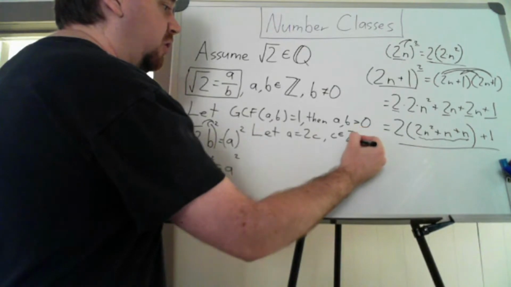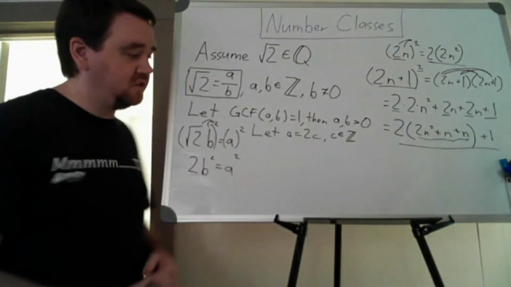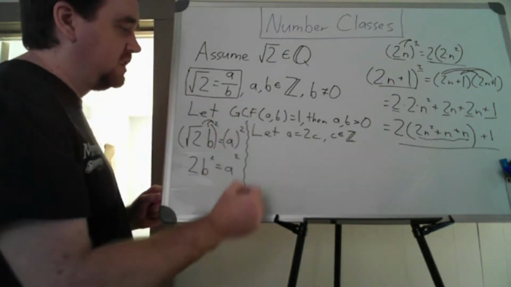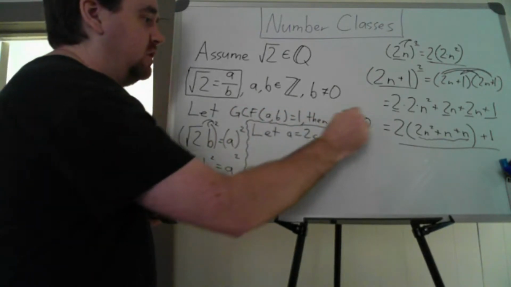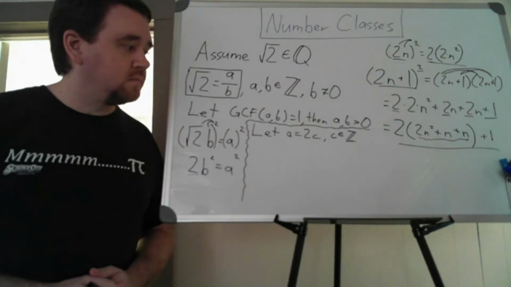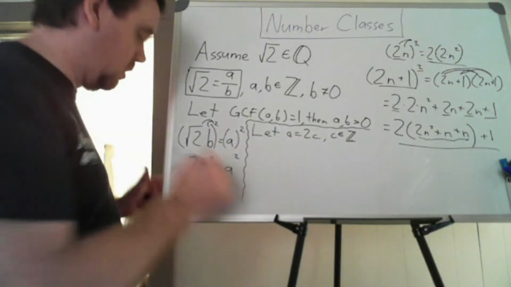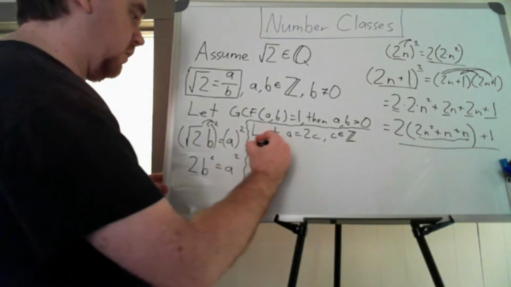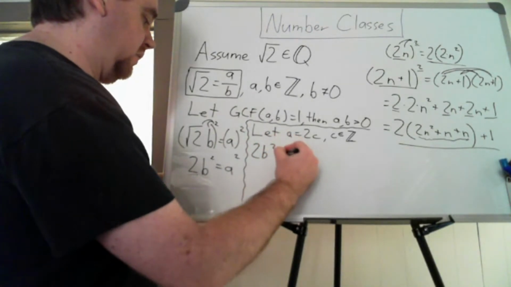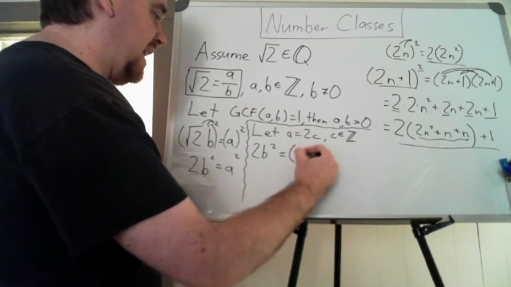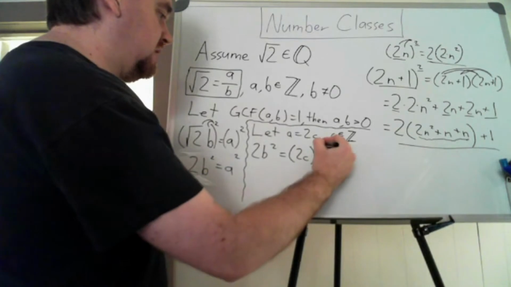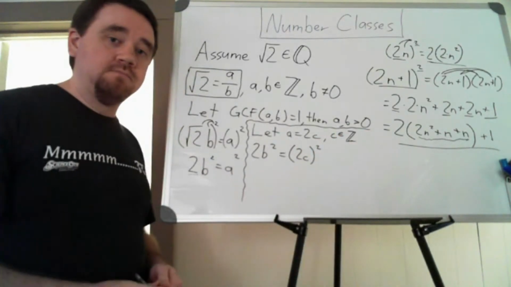So we can be a little more specific there, where c is an element of the integers. And let me kind of separate us out here so we don't get too confused. And now I can substitute that in for a. All right, so I left off right here, so I have 2b squared equals, instead of a, I'm going to write 2c and then square it.